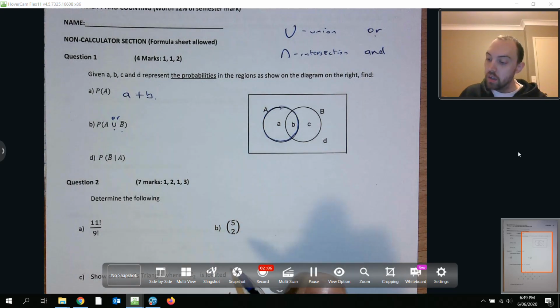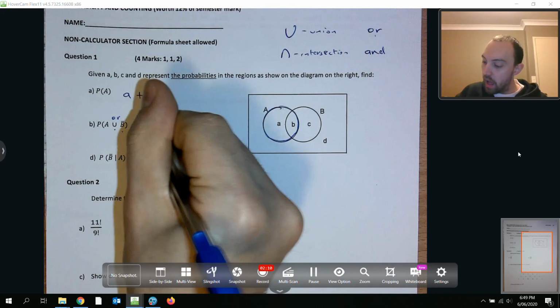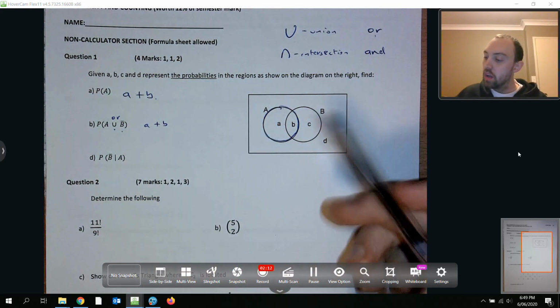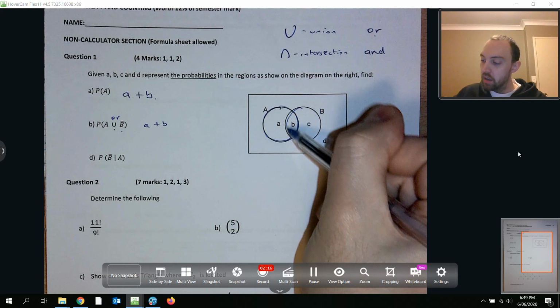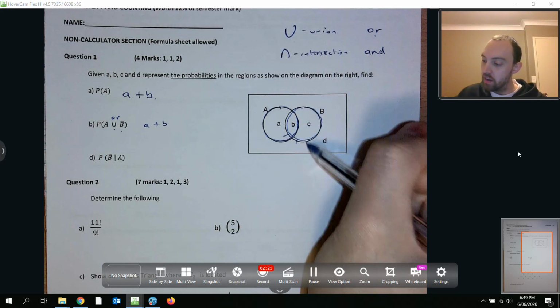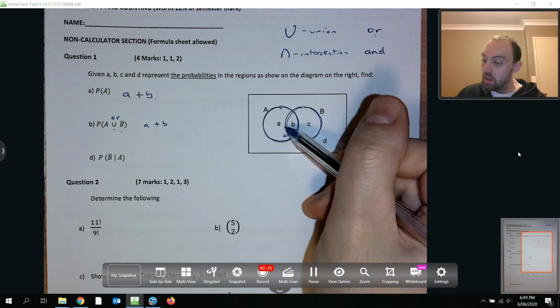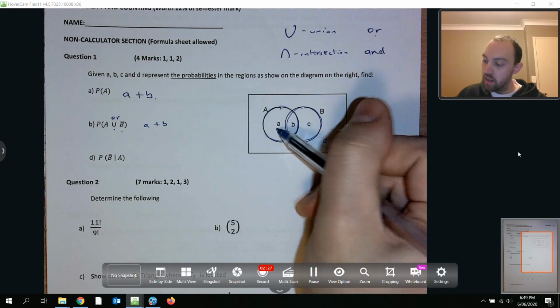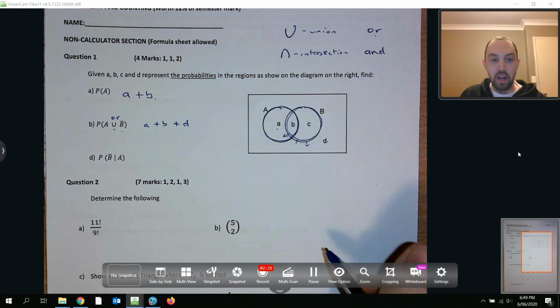So probability of A, which we already know is A and B, or not B. So here is B. We need to figure out what's outside of B. Not B is anything outside, A and D. We already have A, so we can just add on the D.